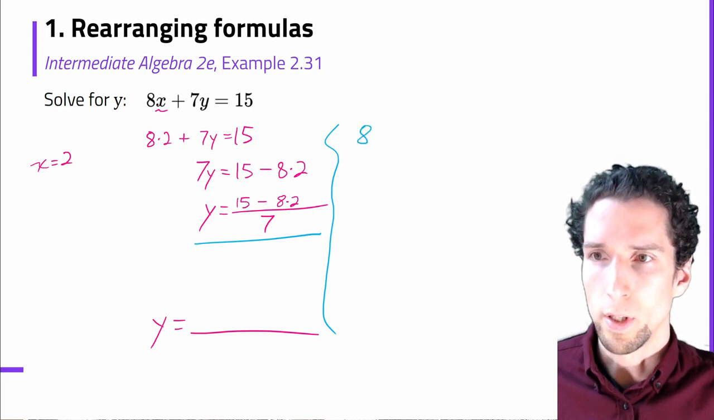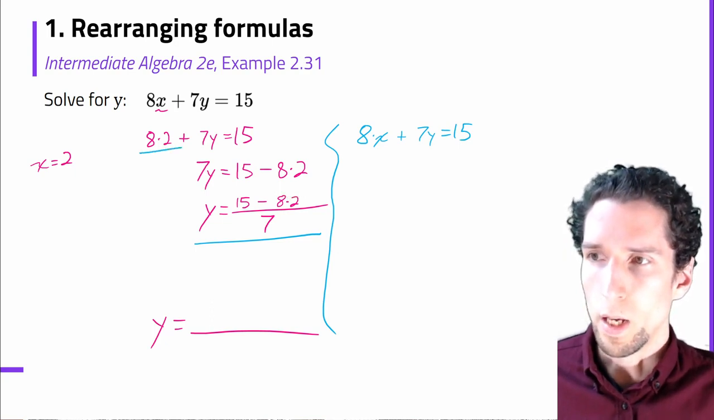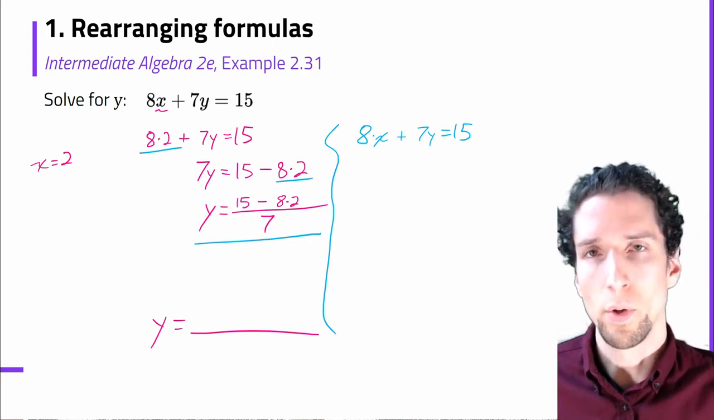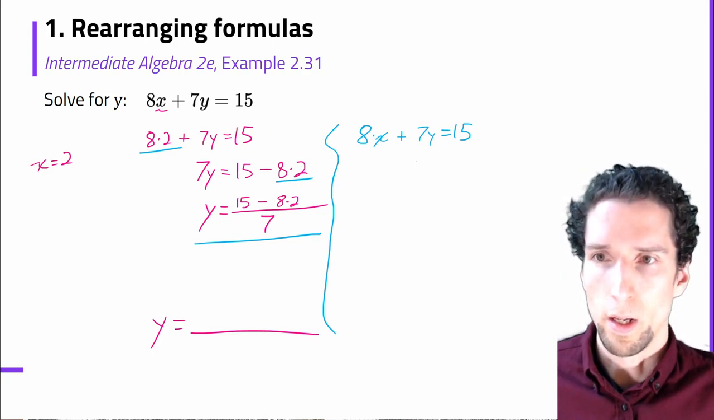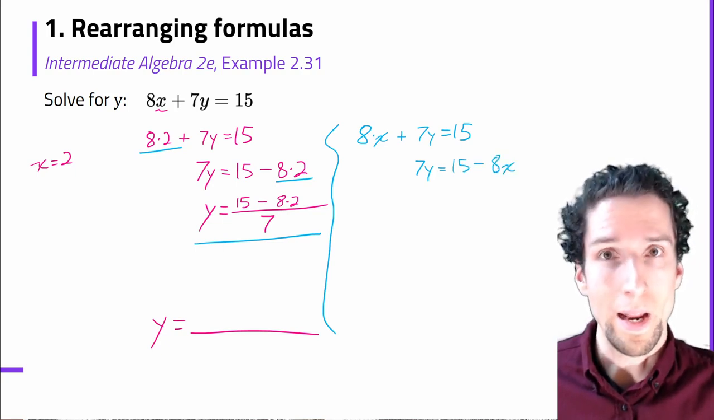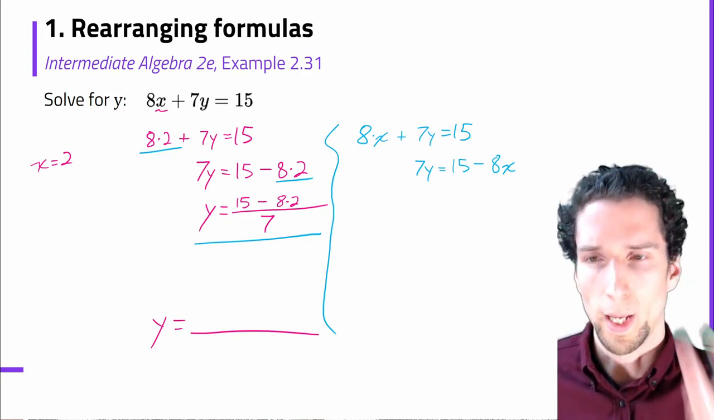So what we actually have is 8 times x plus 7y equals 15. But I'm going to do the same thing that we did on the other side. First thing that we did, we took the 8 times 2 and we just subtracted that from both sides, and that moved it over to the right. So that means that our next line here would be 7y equals 15 minus 8 times x, which I'll just write as 8x, our normal way. So that's the first step.